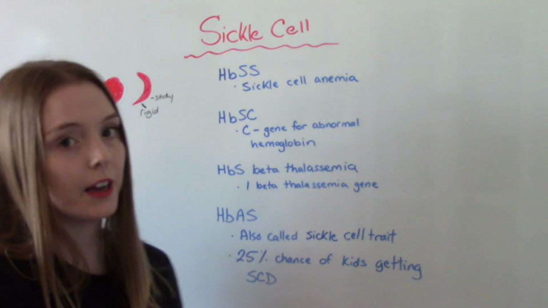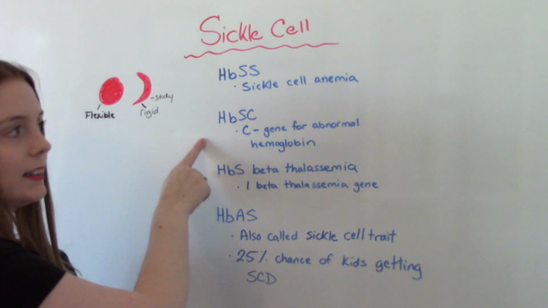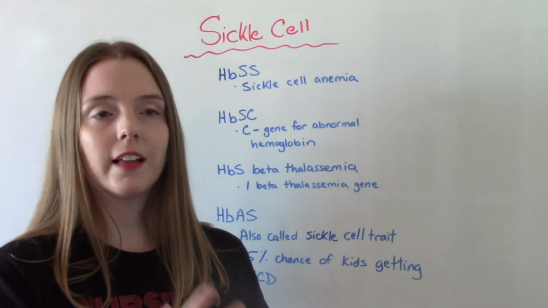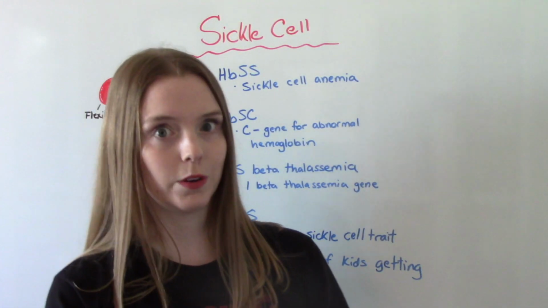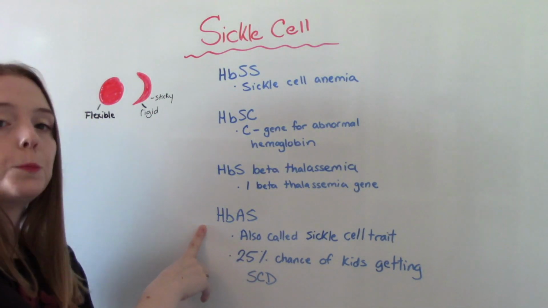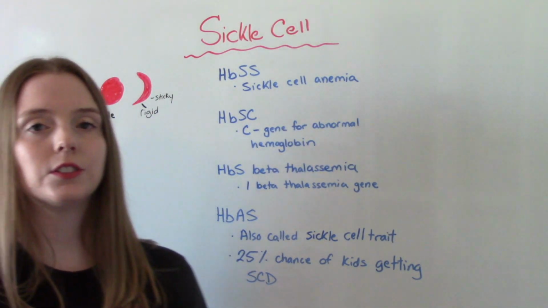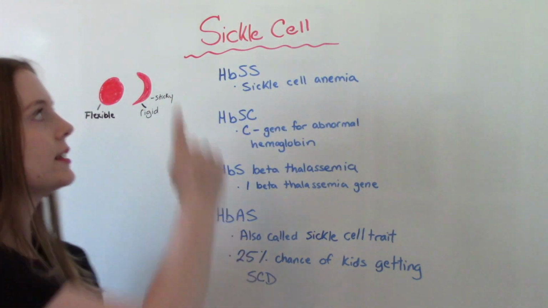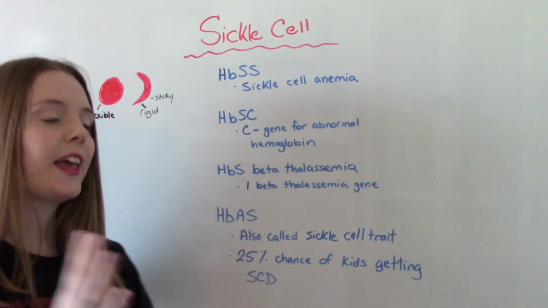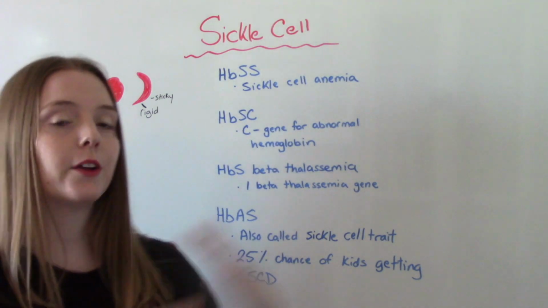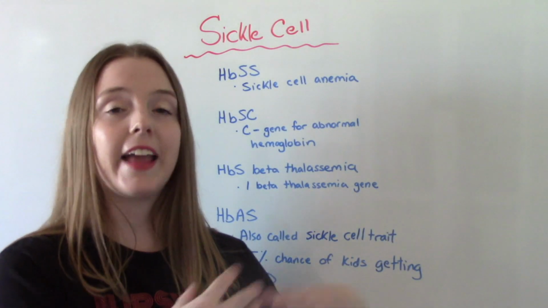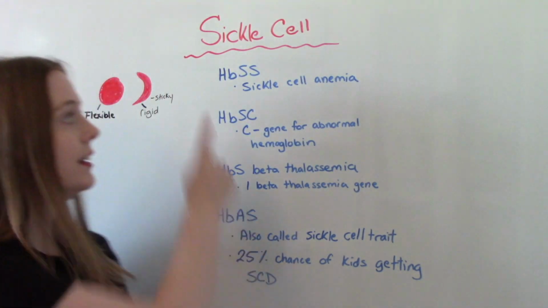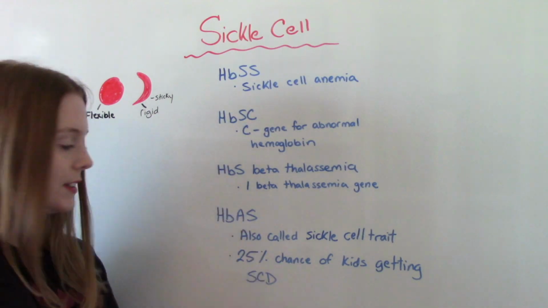HbS beta thalassemia. So kind of a similar concept as this. You get one sickle cell gene from the parent, and then the other parent gives you beta thalassemia, which is a different anemic disorder. And then HbAS, this is also called sickle cell trait. So a lot of people have sickle cell trait, but they don't have sickle cell anemia. But if a person with sickle cell trait marries another person who has sickle cell trait and they have a child, there is a 25% chance that that child will get sickle cell anemia, so sickle cell disease.